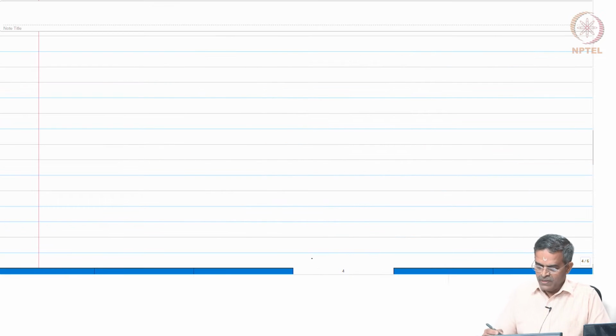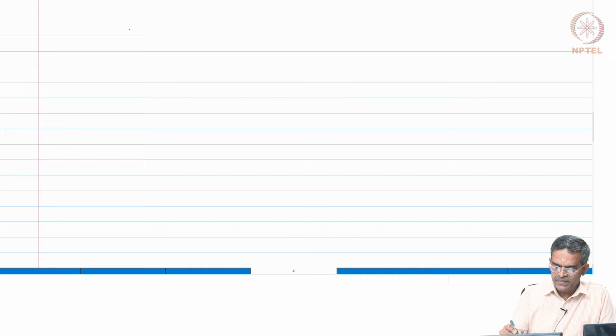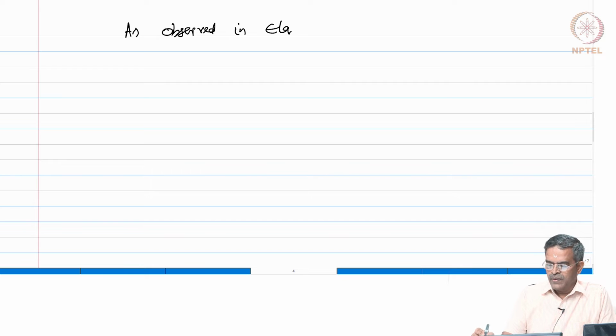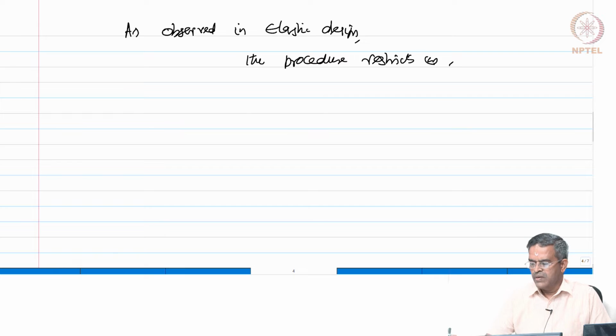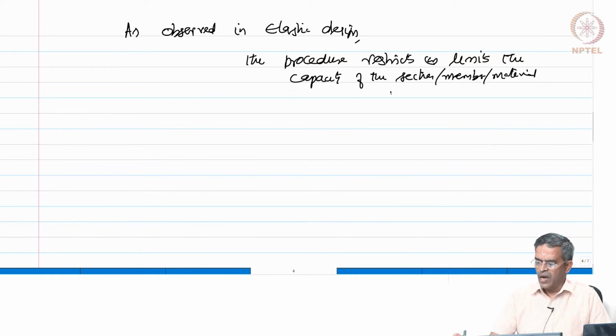Okay? So, friends, as seen in elastic design, the procedure, you will say, restricts or limits the capacity of the section or the member or the material, whatever you want to say, up to first yield, is it not?